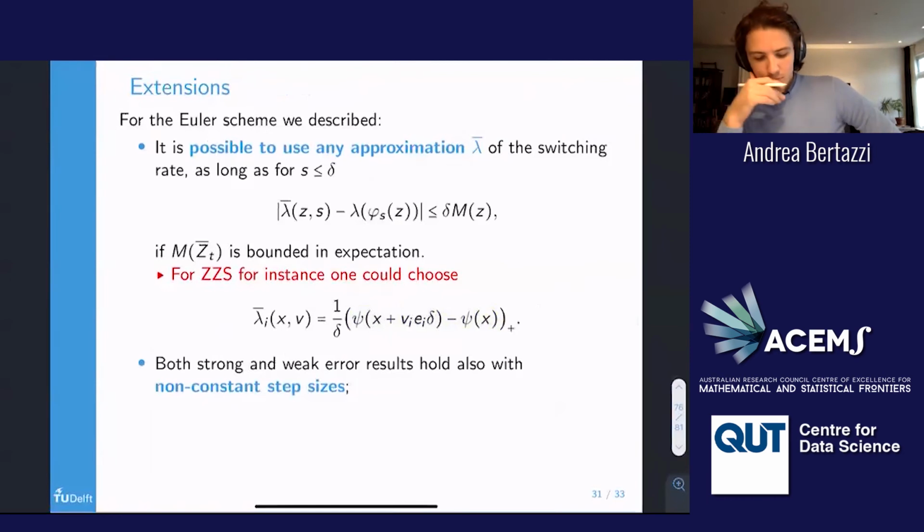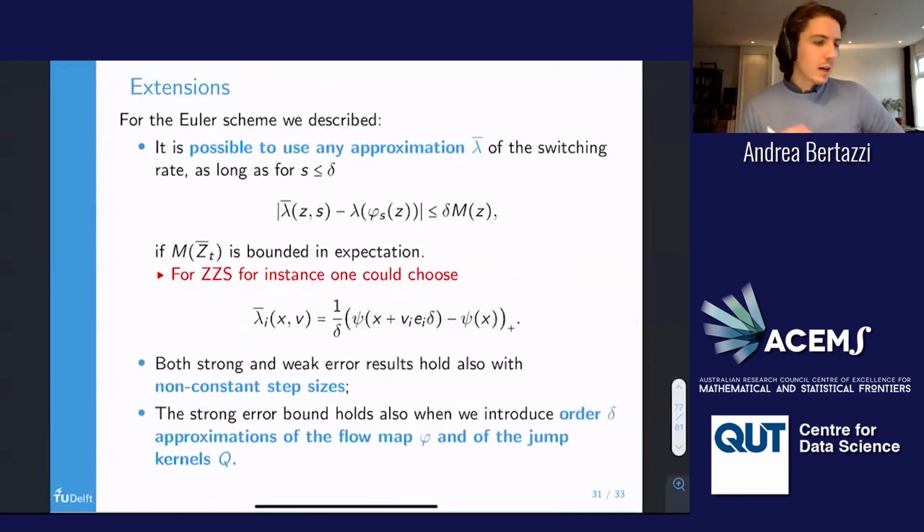Okay, then both errors we've seen hold also if you take non-constant step sizes. And in particular, when we read that slide about simulation issues for PDMPs, we said, okay, there are 3 quantities you need to be able to simulate. In particular, we have focused on the random times, but what about the flow map or the jump kernels? Well, the same Wasserstein distance bound we have seen will still hold if you have order delta approximations of the flow map and of the jump kernels.